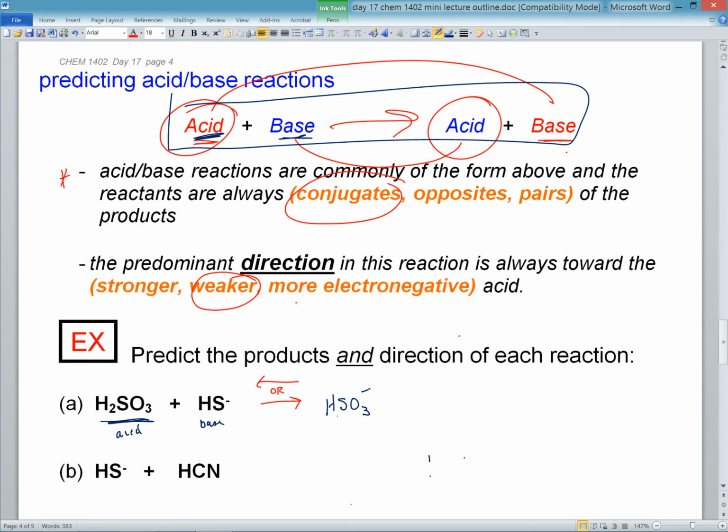And if you're not sure, you know what you can do? I mean, it's going to take longer. Just look at the chart, right? The conjugates are all written there. H2SO3's conjugate is written there: HSO3 minus.